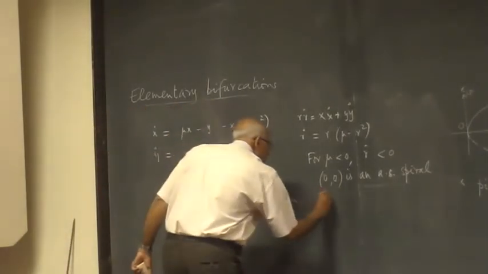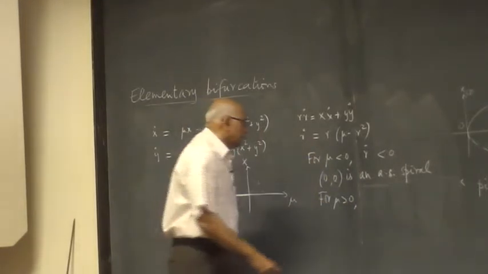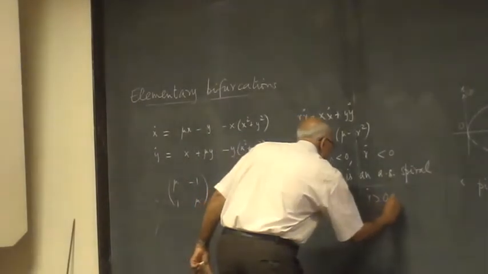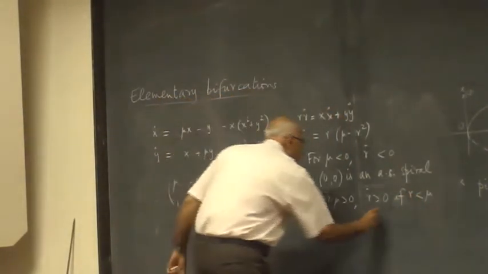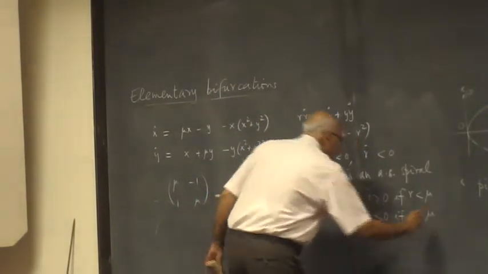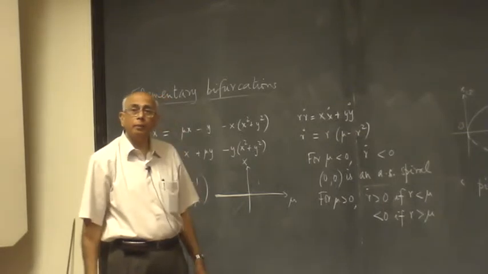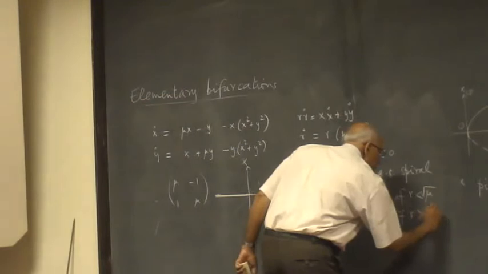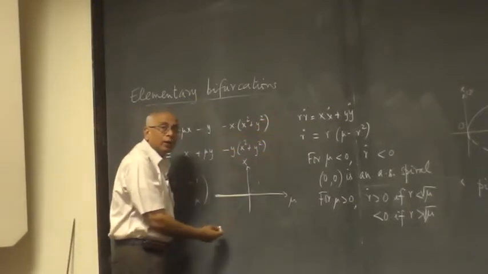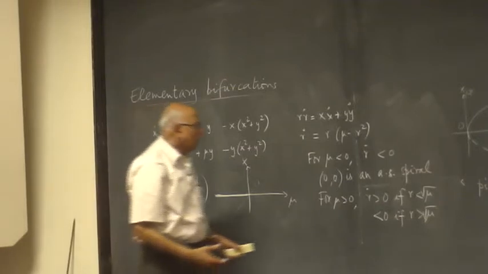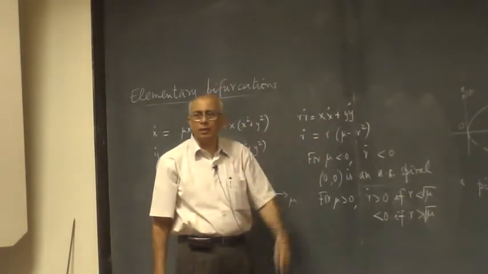On the other hand, for mu greater than 0, the sign of r dot depends on where r is. So for mu greater than 0, r dot is greater than 0 if r is less than square root of mu, and less than 0 if r is greater than square root of mu. So it implies if you're very far away, you're going to fall in. If you're very close, you're going to fall out. Clearly, if r is exactly equal to square root of mu, then this vanishes and r doesn't change, which means the system is going to go around in a circle in the xy plane.